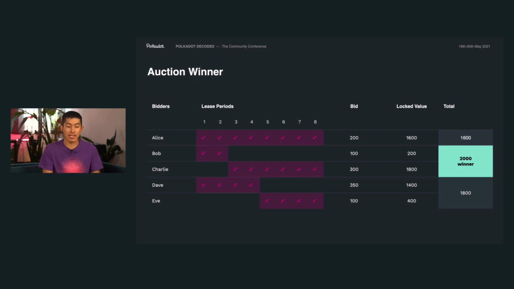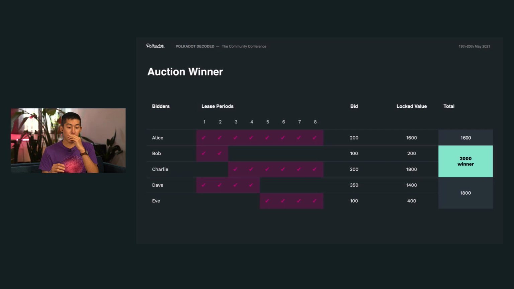You can see Alice at the top is bidding for all 8 lease periods and is willing to lock up 200 dots for that. Whereas Bob only wants lease periods 1 and 2 and is only willing to lock up around 100 dots. Now, when we actually evaluate everyone's bid, we don't take it at face value. We increase the locked value based on the amount of time they've locked it up for. So if Alice is bidding for 8 lease periods and is willing to lock up 200 dots, those 200 dots will be locked up for a full 8 lease periods. So the locked value is 200 times 8, 1,600 dots in locked value. Again, Bob, with only 100 dots for 2 lease periods, only has 200 dots in locked value.